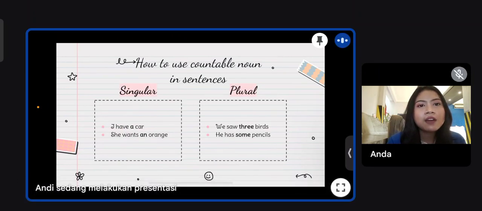Here's how to use countable nouns in sentences. The first one is singular. The examples are I have a car and she wants an orange. In plural sentences, the first one is we saw three birds and he has some pencils.